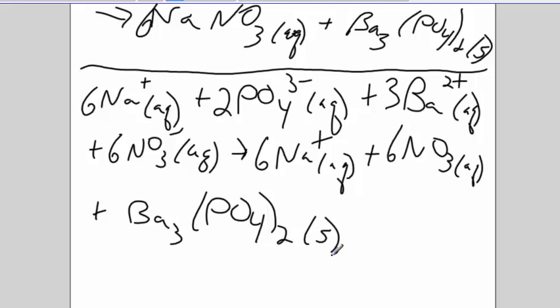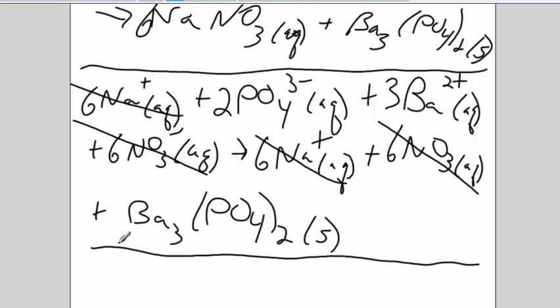Now, remember that a net ionic equation is only concerned with what is changing. So things that are not changing are going away. The 6 sodium ions, I'm not going to bother writing it in my equation. They're still there, but I'm ignoring them completely because they're not changing. 6 nitrate ions, not changing. They're being ignored. So the net ionic equation is what's left.